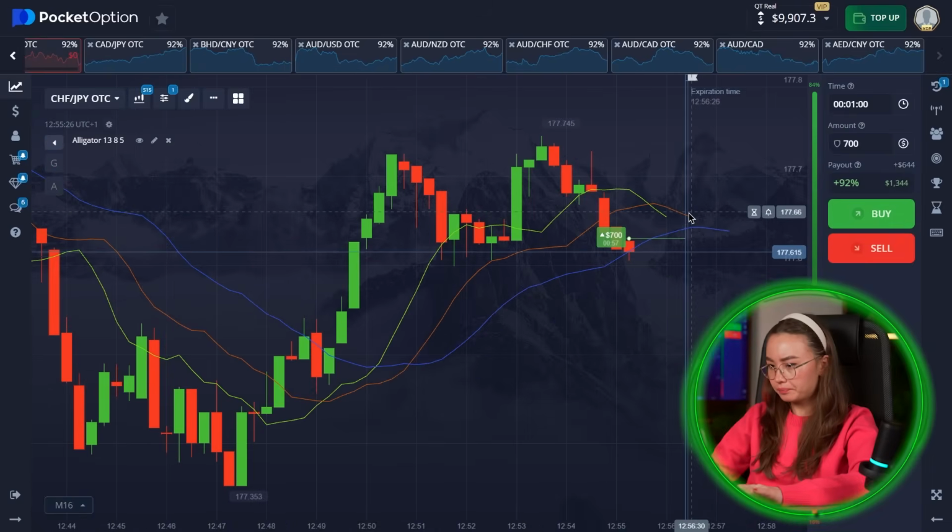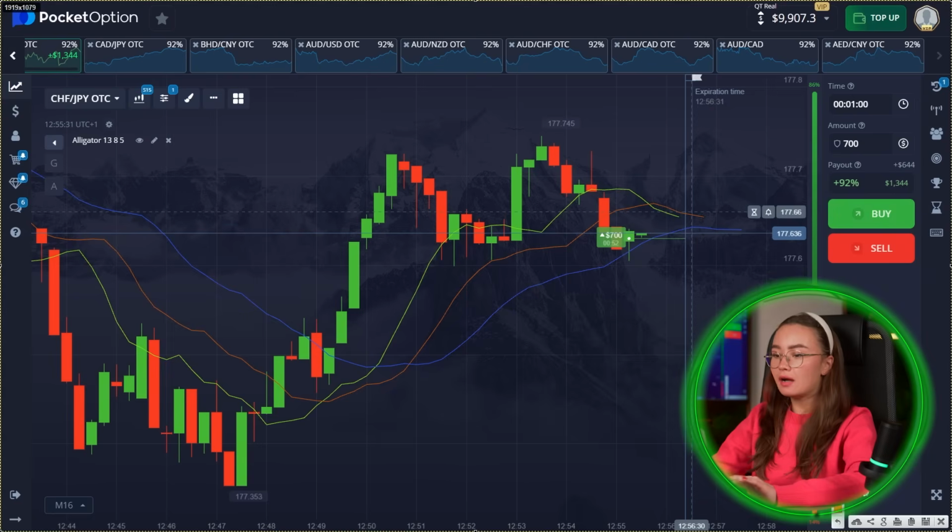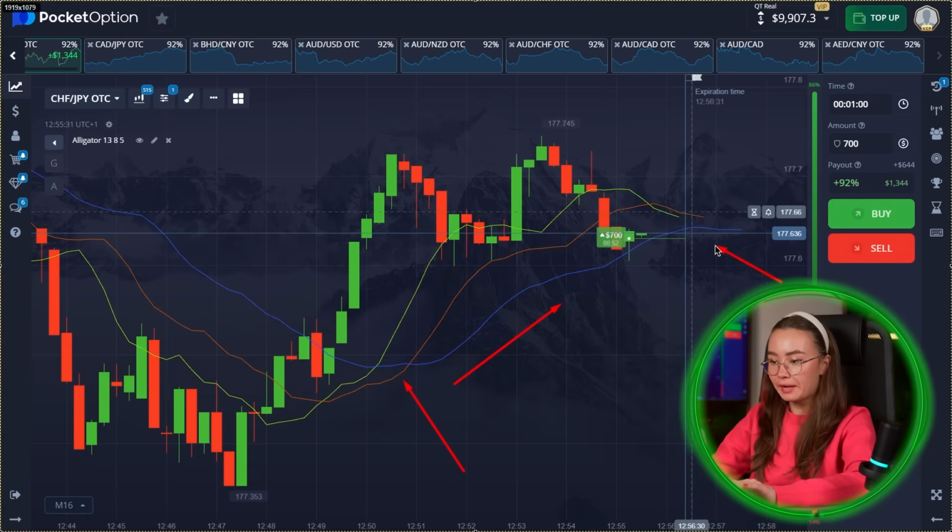Entering long here. Okay. Same. We see the Alligator lines converging at a single point, and we also notice an uptrend. Our trade is placed with the trend, making this a reliable entry. The odds are in our favor. Let's wait, guys. Let's wait.